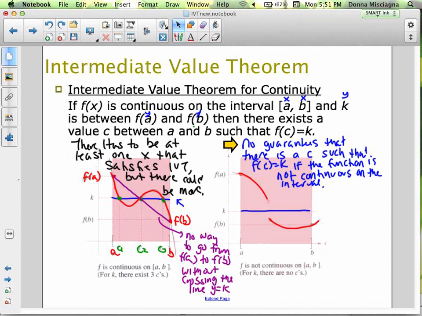So if that function isn't continuous on that interval, then the intermediate value theorem can't be used at all. Can't use it at all. It has to be only for continuous functions, and I should say functions that are continuous on an interval. They don't have to be continuous everywhere, so long as they're continuous on the interval.